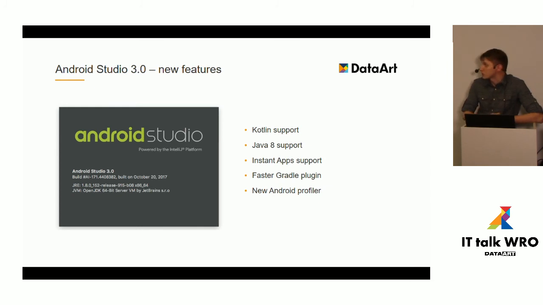What's new in the new Android Studio? First of all, it's fully integrated Kotlin support, so you can use Kotlin without additional plugins, as it was in Android Studio 2.0. It's Java 8 support. If you want to use Java and some lambdas or new features of Java 8, you can use it in your Android Studio.